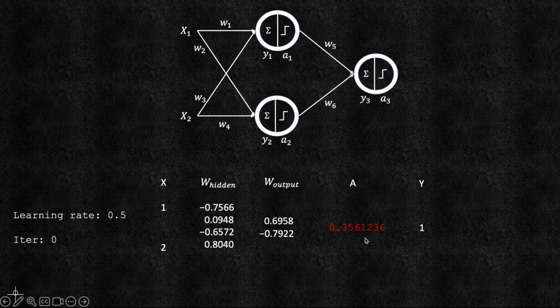The inputs x are 1 and 2. W hidden and W output are randomly initialized. A is the prediction of the neural network. Y is the actual target. We set the learning rate as 0.5. As you can see, in each iteration, weights are updated accordingly and the prediction gets closer to 1. At the 99th iteration, the neural network outputs 0.91, very close to 1.